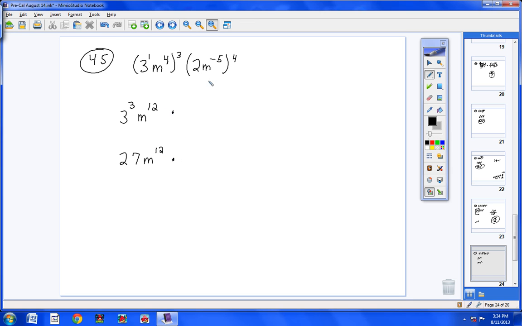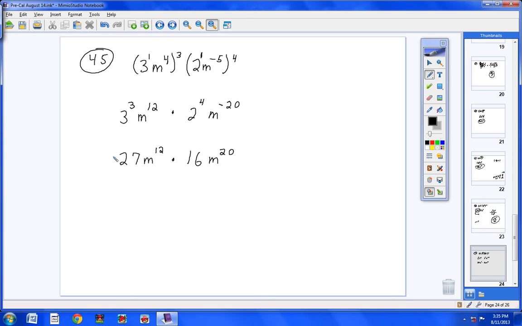Times, now let's work on this group. I have m to the negative 5 and 2 to the 1. Let's take 4 times 1. That would give you 2 to the 4th power. And then 4 times negative 5, that would give you m to the negative 20. Hopefully you're seeing where these numbers are coming from. Now, I have 2 to the 4th power. That's 2 times 2 times 2 times 2. That would be 16. 16m to the 20th power.